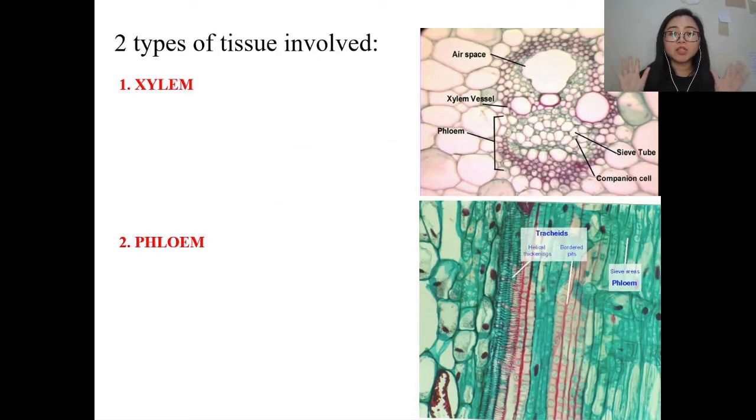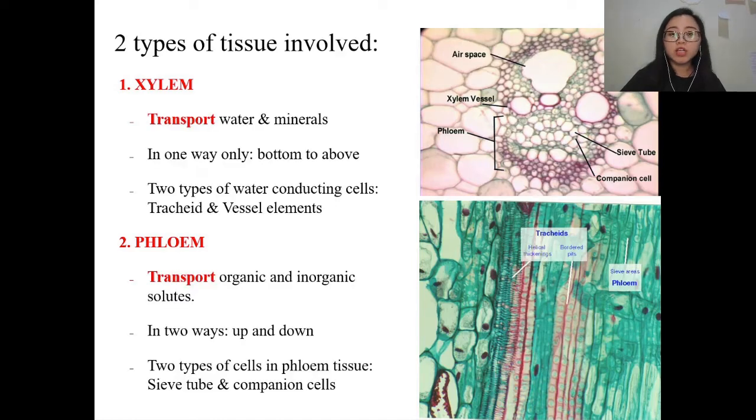So any transport system in plants is going to involve these two tissues: xylem and phloem. The function of the xylem is to transport water and minerals, and its transport is in one direction only, from bottom to above. Memang dari bawah ke atas. And there are two types of water conducting cells, which are tracheids and vessel elements.